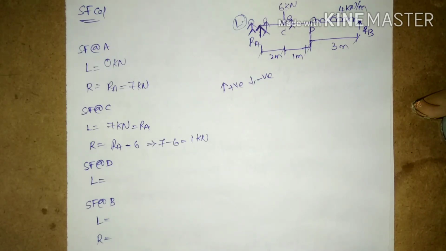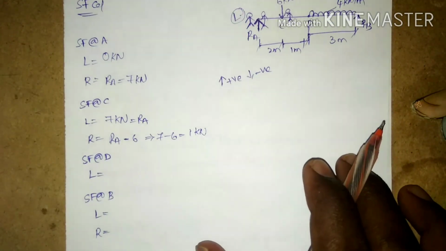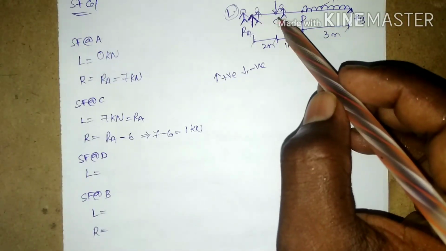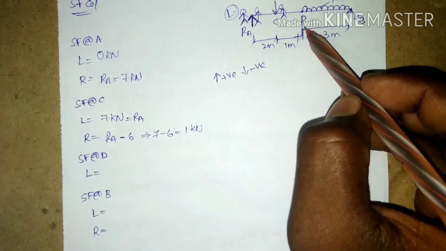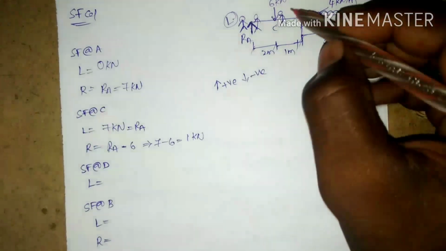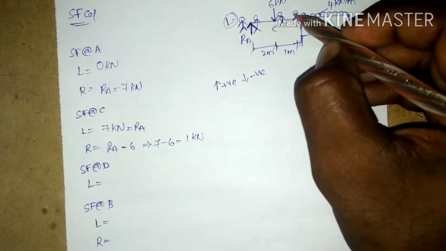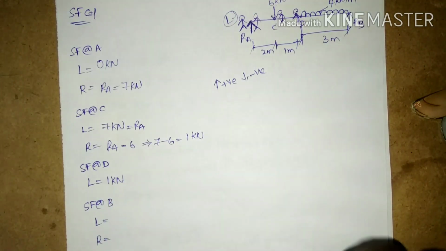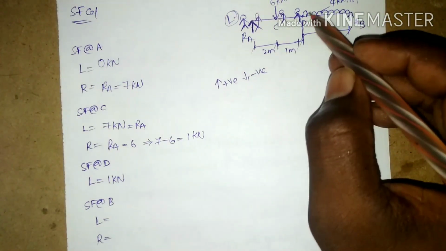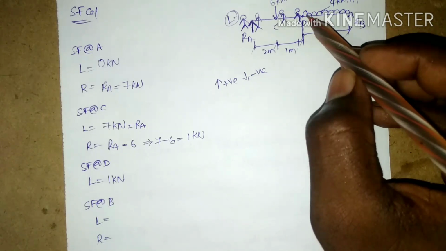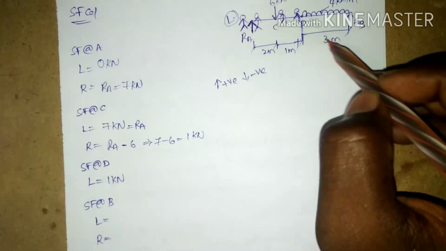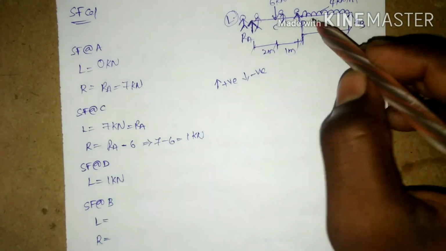From C to D we are having no loads, so the value of 1 kilonewton is going to continue from C to D. That is for just left of the C. For the left of the D we are having the value of 1 kilonewton. Just right of the D, I am going to find that the value is going to be decreasing.